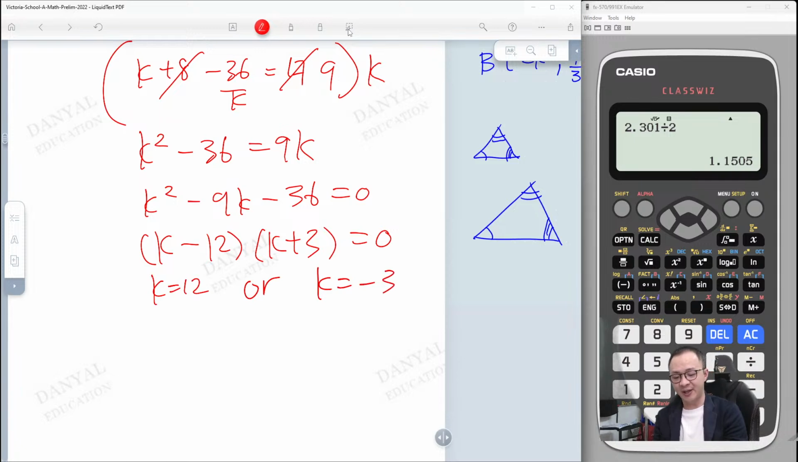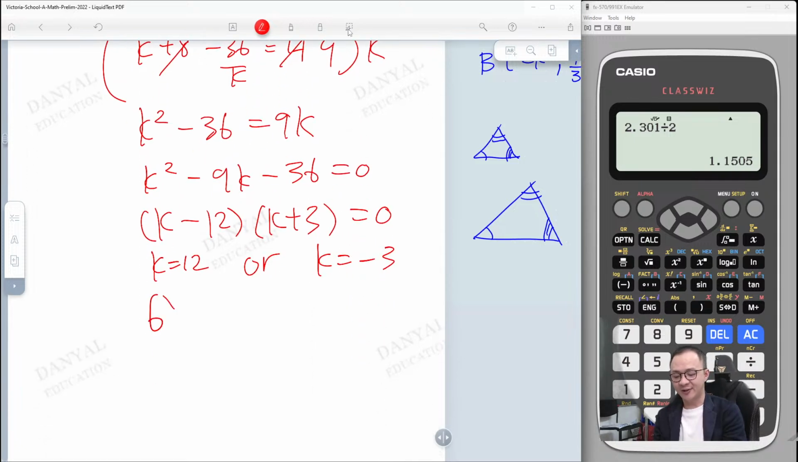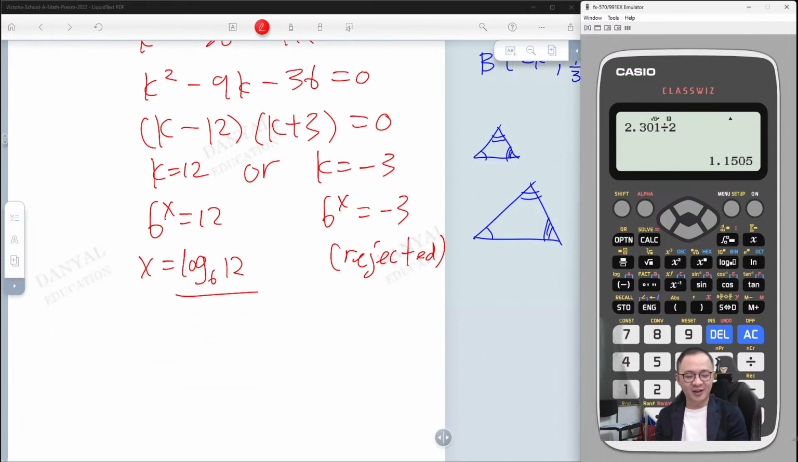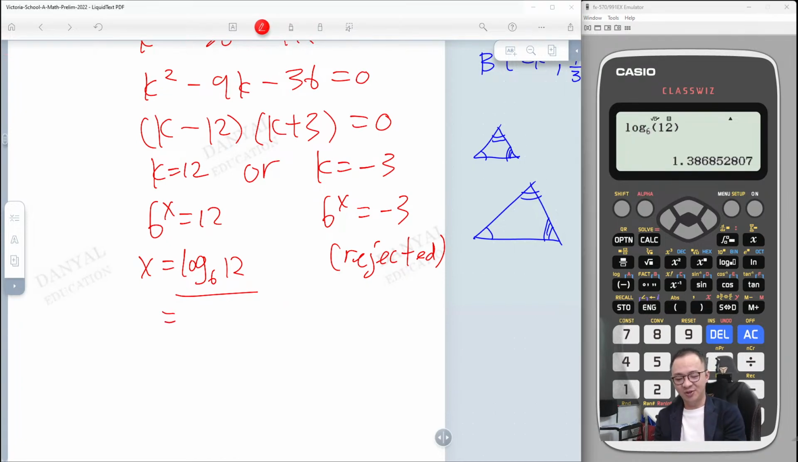And our k is basically 6 power x equals 12. So x is basically log base 6 of 12. Can the Singapore calculator do different bases, or must I use base 10? This one, negative 3, is rejected because no matter what power of x, I cannot get negative, because 6 power x must always be bigger than 0. So if you can, then you straight away type it. If your calculator doesn't support this one, then you change to log base 10.